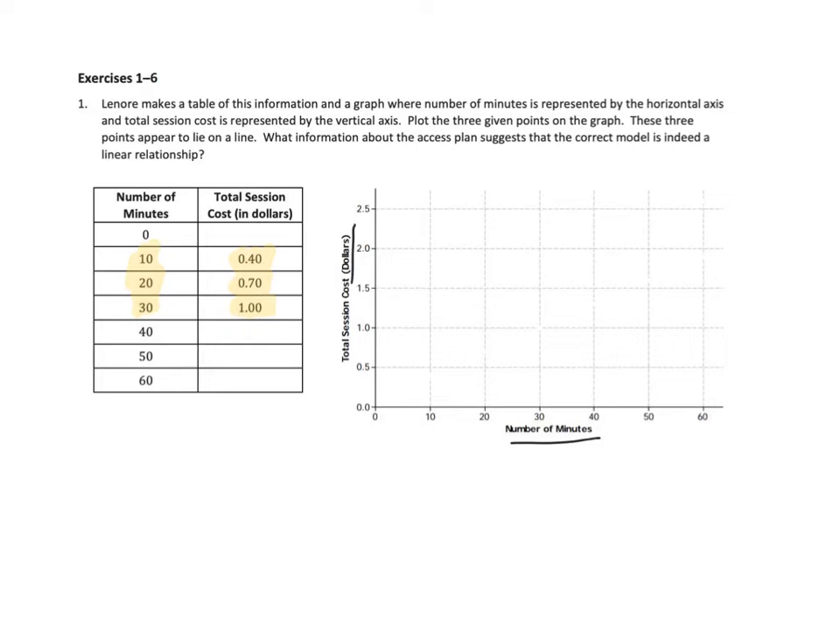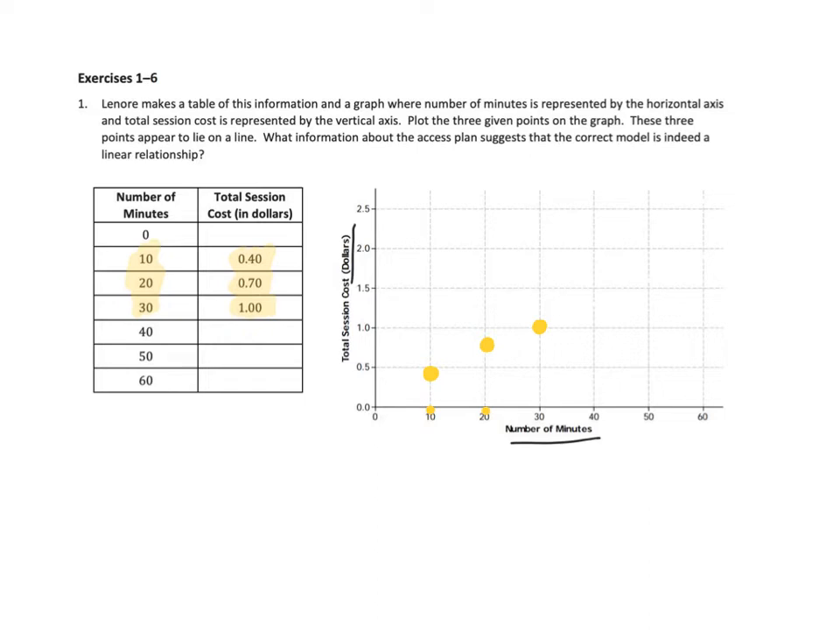So 10 minutes, I'm going to go to the 10 for the minutes, is going to cost me 40 cents. So it's going to be probably right around here, okay? 0.4 is right below 0.5. 20 minutes is going to cost 70 cents. So I would say that is probably right around here. And then 30 minutes is going to cost exactly that $1 mark. Okay, so we've plotted those 3 points like they told us to.